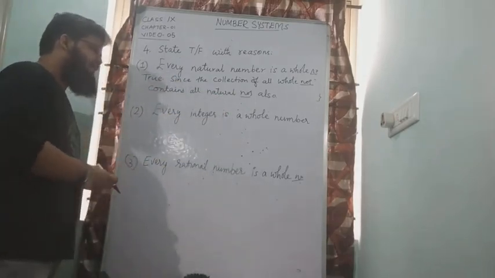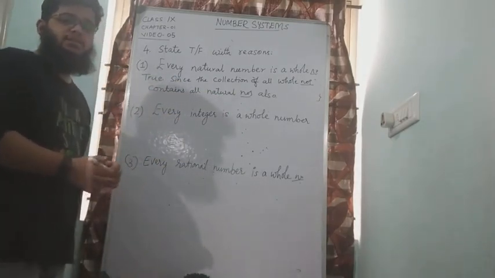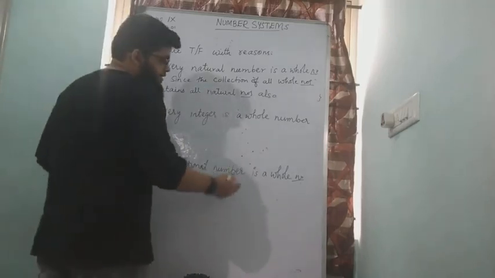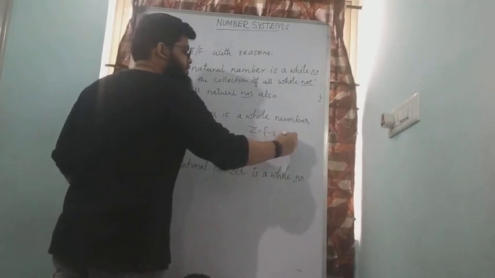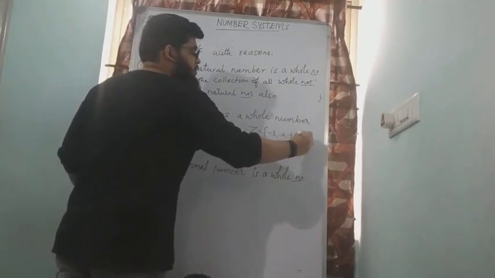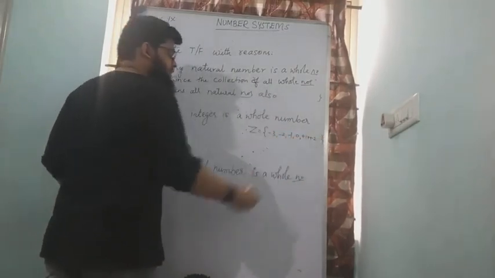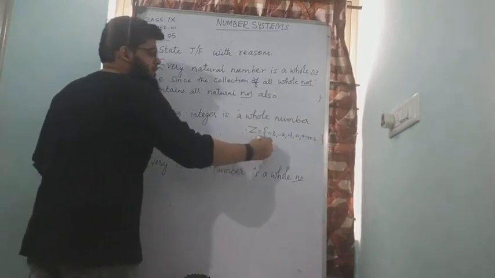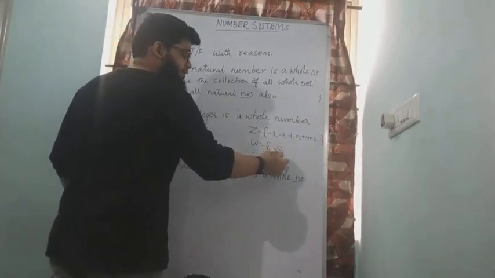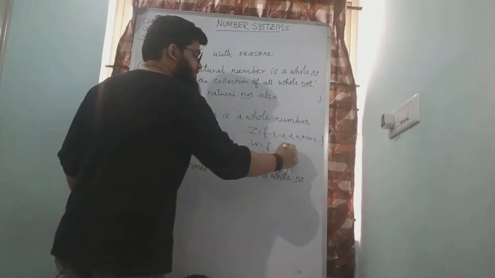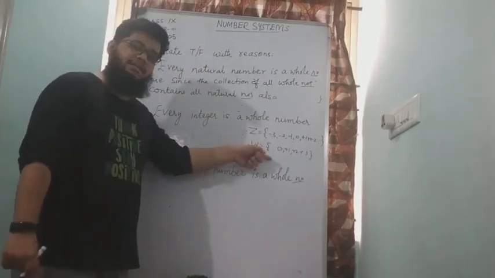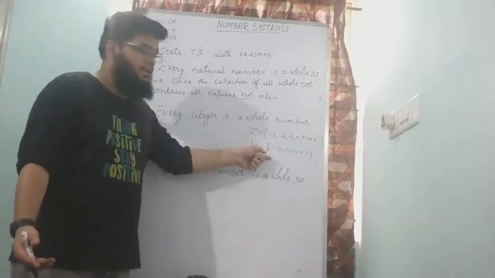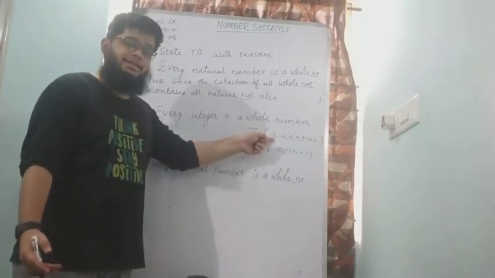Let us come to second question. Every integer is a whole number. Every integer. Integers are given by Z. They are negative numbers, 0, positive numbers, etc. But when I say whole numbers, they only start from 0, all positive numbers. So is there any chance that in whole numbers we have negative integers? No, right? But in integers we also have negative integers.